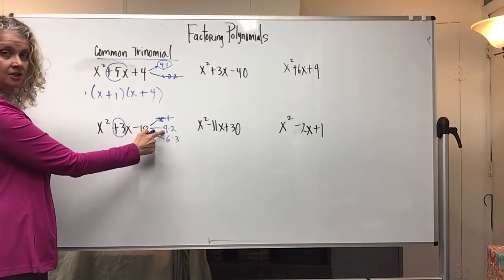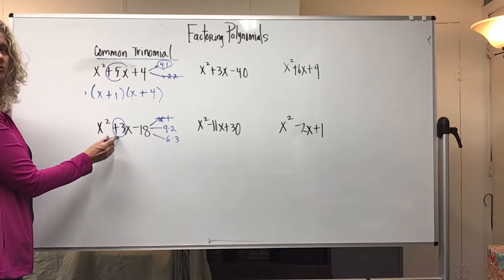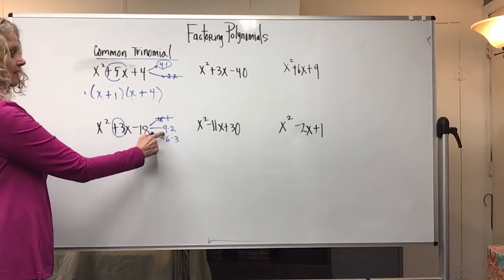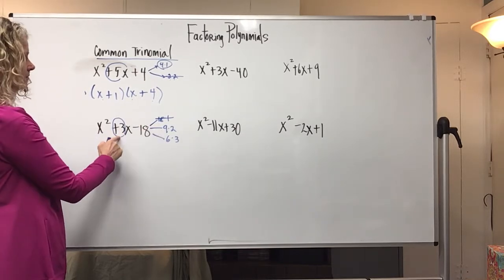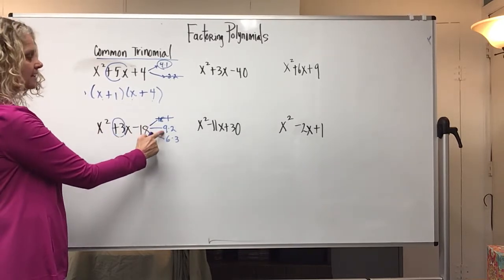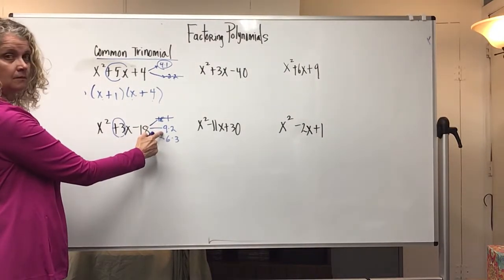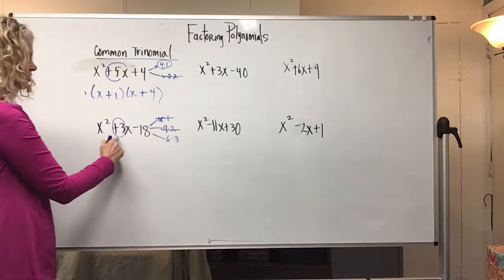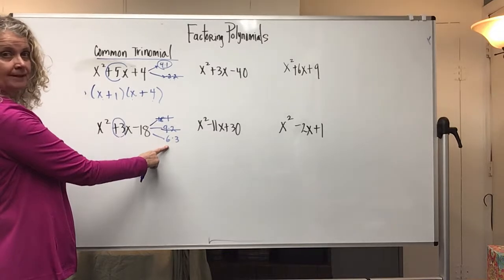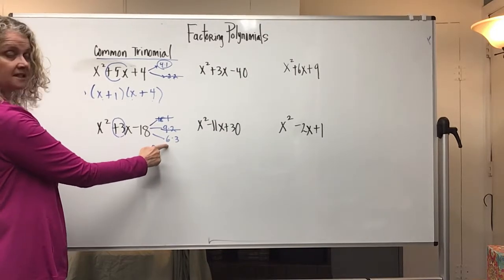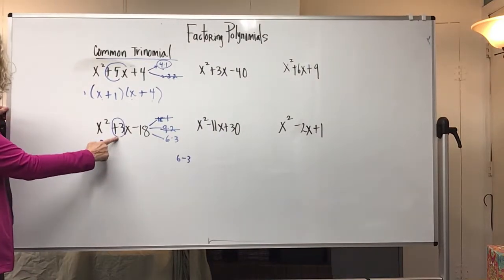Now we're going to go to 9 and 2. 9 times 2 is 18. There is no way to add or subtract a 9 and a 2 to get 3. 9 plus 2 is not 3. 9 minus 2, not 3. Negative 9 minus 2 is not 3. So there is no way to add or subtract a 9 and a 2 to get our middle term 3. That leaves us with 6 times 3. Now notice a positive 6 and a negative 3 give us 3.